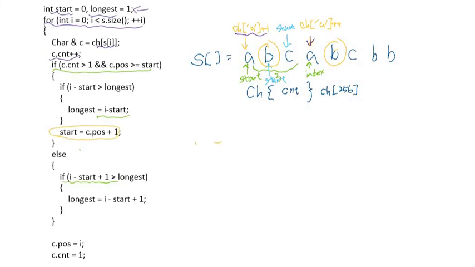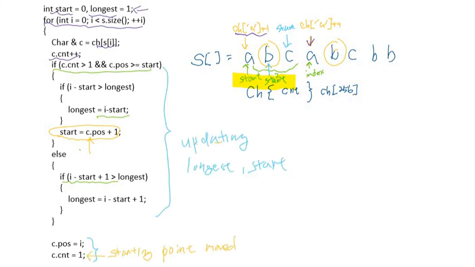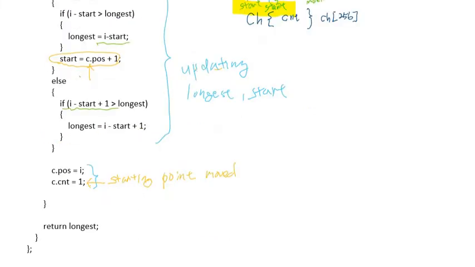Note that start variable is updated here with the next index of first repeated character's location. I already explained about the moving starting point. Count variable should be 1 because the starting point has been moved to the next point of first repeated character. At last, we have to return the longest variable as longest substring length.